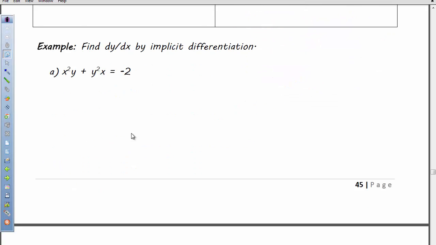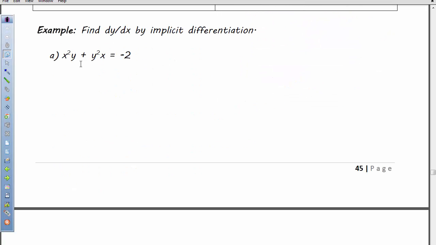Okay, let's look at another example. This one steps it up a little bit. We've got y in multiple places. Notice also, if we look at this first term, we actually have a product. So we're going to have to use the product rule. Just remember, anytime we take the derivative of y, we follow it with dy dx. Okay, we got a product over here as well.